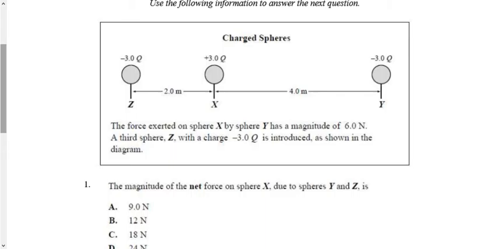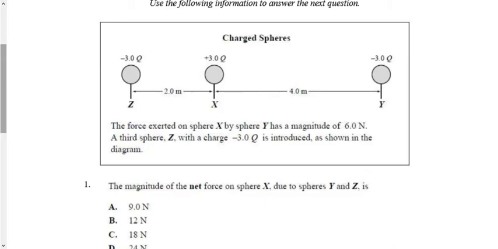We got 3 charges in a row here, X, Y, and Z. We kind of know the charges of them. It says minus 3Q, plus 3Q, and minus 3Q. I had a couple of people ask me what Q means. Is it coulombs? No, it's not coulombs. So what does it mean? All it means is that we have the same charge for X, Y, and Z, whatever that charge is. That's really all we know.